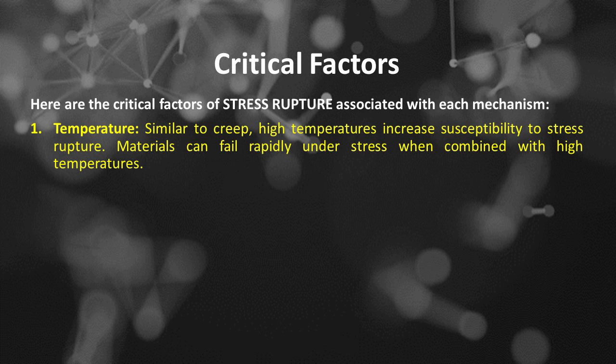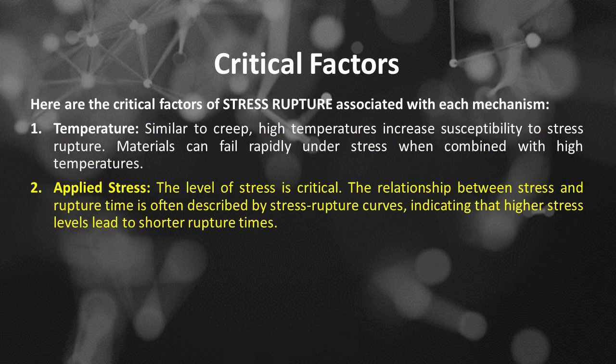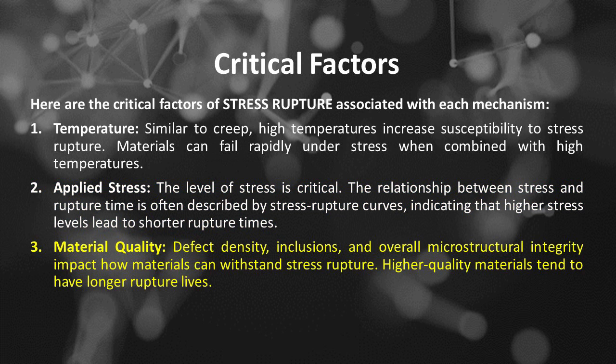Number 1 is temperature. Similar to creep, high temperatures increase susceptibility to stress rupture. Materials can fail rapidly under stress when combined with high temperatures. Number 2 is applied stress. The level of stress is critical. The relationship between stress and rupture time is often described by stress rupture curves, indicating that higher stress levels lead to shorter rupture times. Number 3 is material quality.